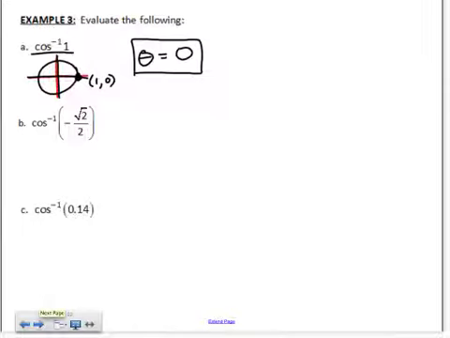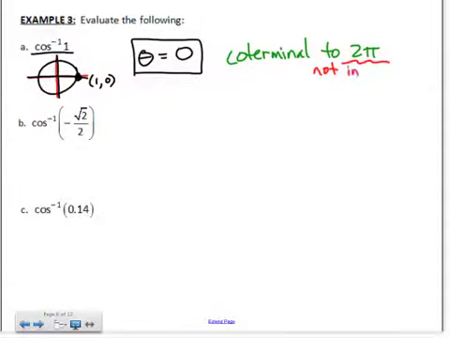Now, this is coterminal with 2 pi. But I'm not going to use 2 pi because I'm looking for the cosine inverse, which is restricted to between 0 and pi. It's not in our restricted interval, okay? So that's important. Again, you're going to have to memorize these. You have to know them. And really, if you know the graph, you can figure it out. Okay, now let's think about this a little bit more.